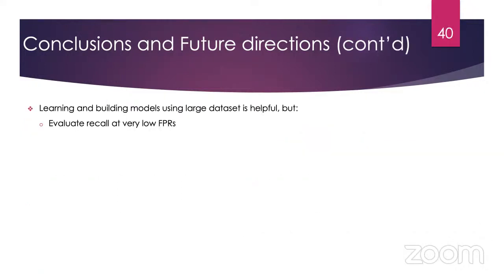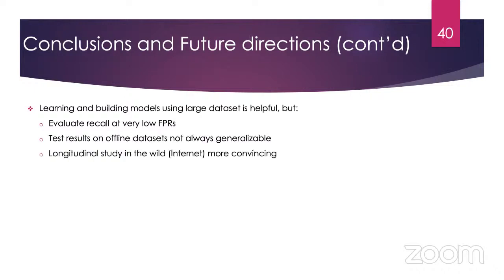So finally, I think machine learning models are useful for phishing detection, but we need to keep a few things in mind. One is we need to evaluate the models that we develop at very low FPRs to make sure these are deployable solutions. And the test results on offline dataset, while that is good, it's not always generalizable.